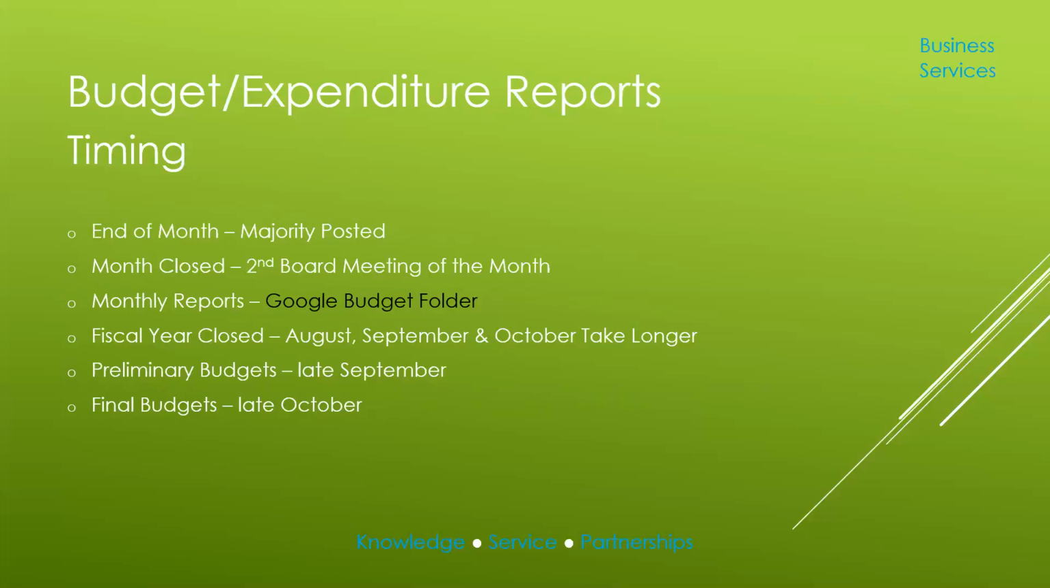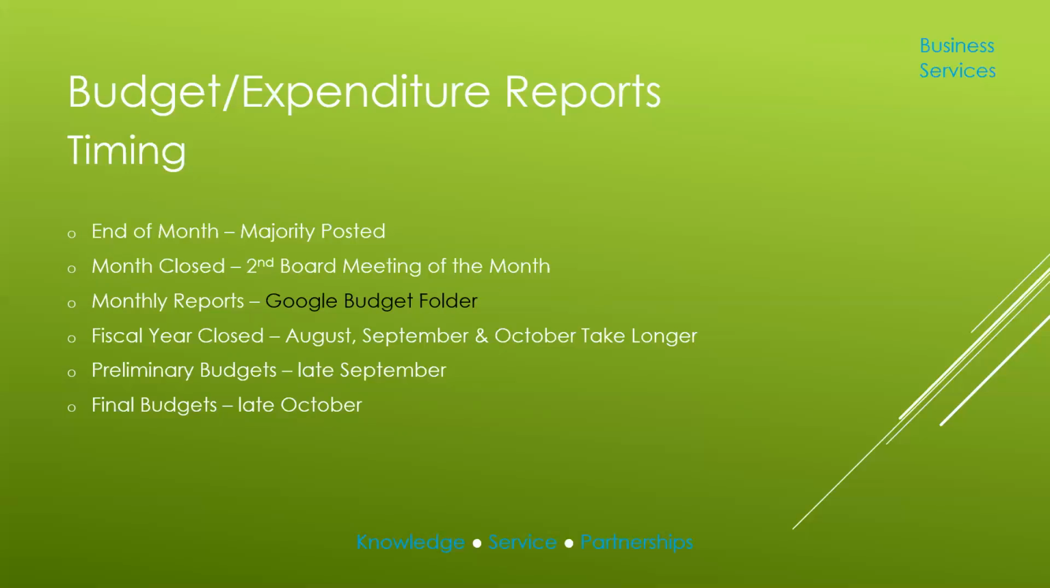I will post a preliminary report the first week of the month. After the second board meeting of the month, I will post the final reports. Our fiscal year ends August 31. However, we don't close the fiscal year until around October 25th. As you can imagine, it takes a lot longer to close August, September, and October and create budget expenditure reports.